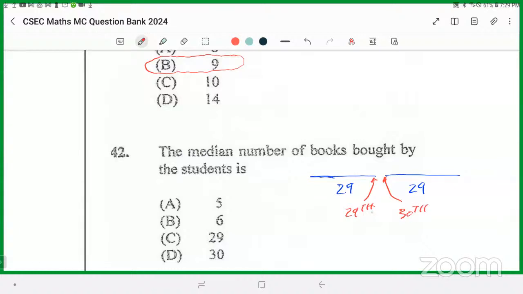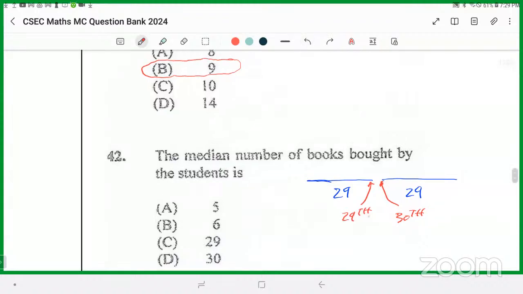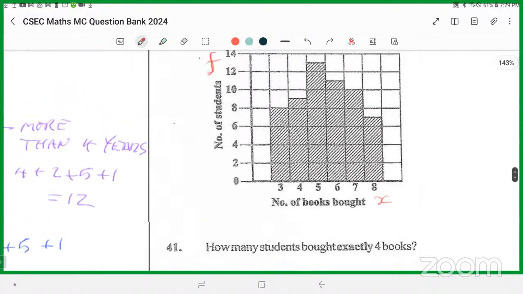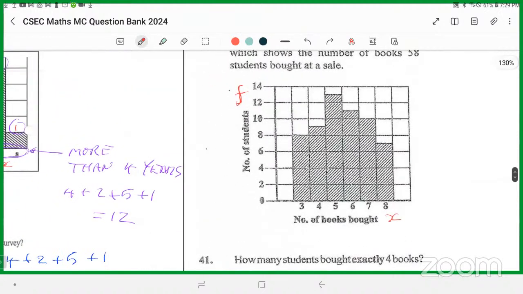You're averaging those two. So you want to know how many books the 29th student bought, how many books the 30th student bought, and you average those. So you're going to count the students now. Remember, the data is already in ascending order in terms of the number of books bought. There are 3, then 4, then 5, then 6. So you just need to count how many students you have as you go from left to right.